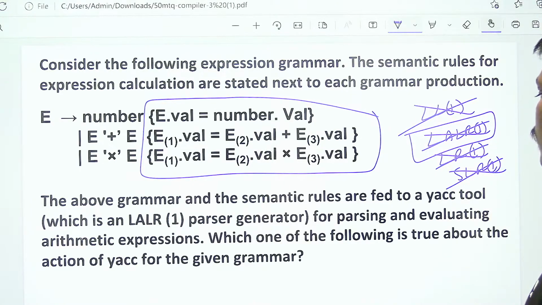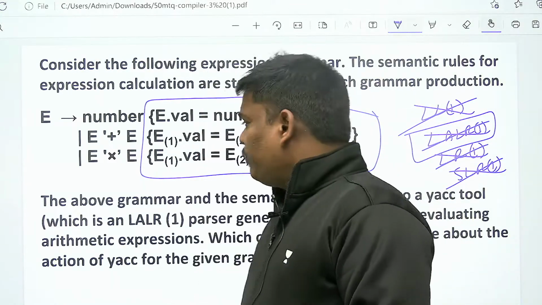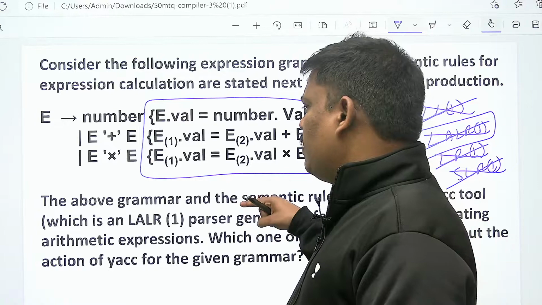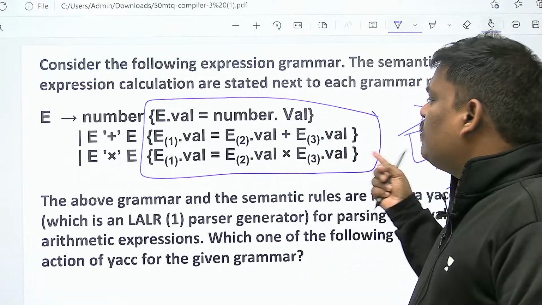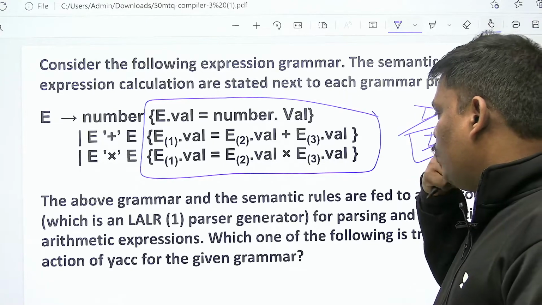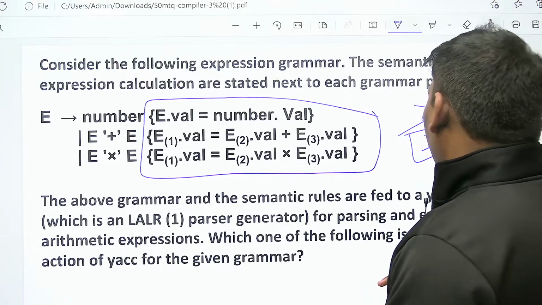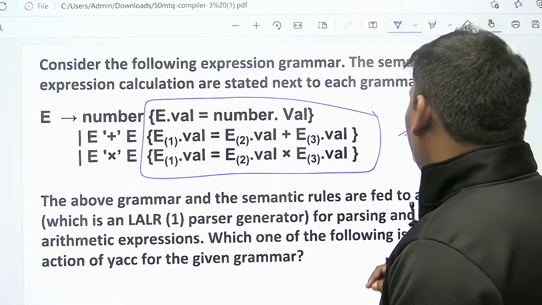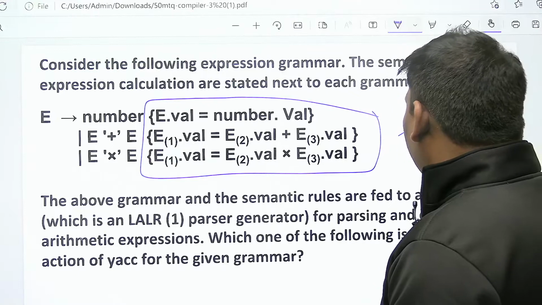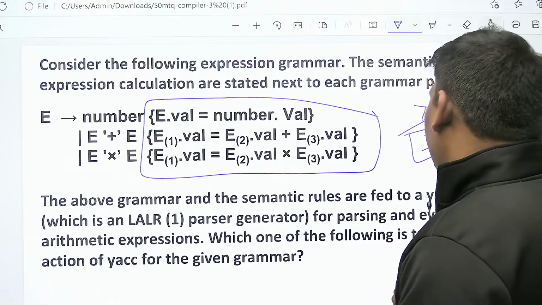parser generator for parsing and evaluating arithmetic expressions. Which one of the following is true about the action of ACT for the given grammar? The given grammar is an ambiguous grammar. If you construct an LALR1 parser for the given grammar, compulsorily in the LALR1 parsing table, somewhere you will get a conflict, because it is an ambiguous grammar.